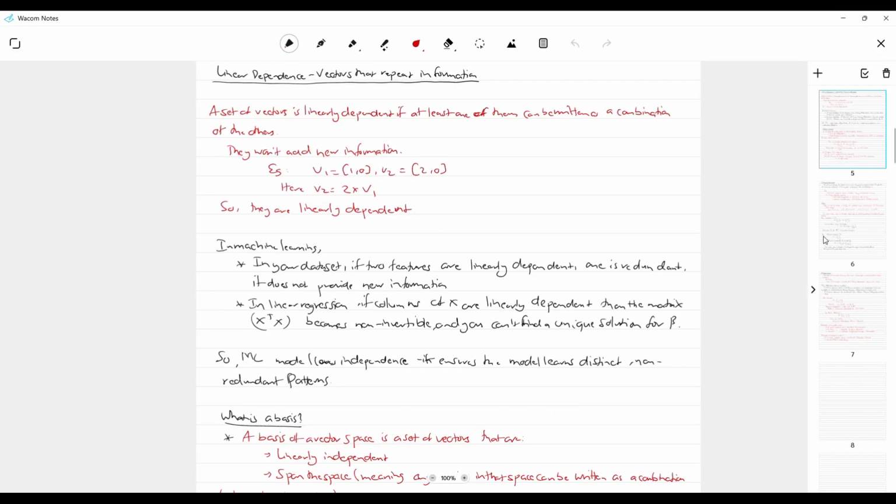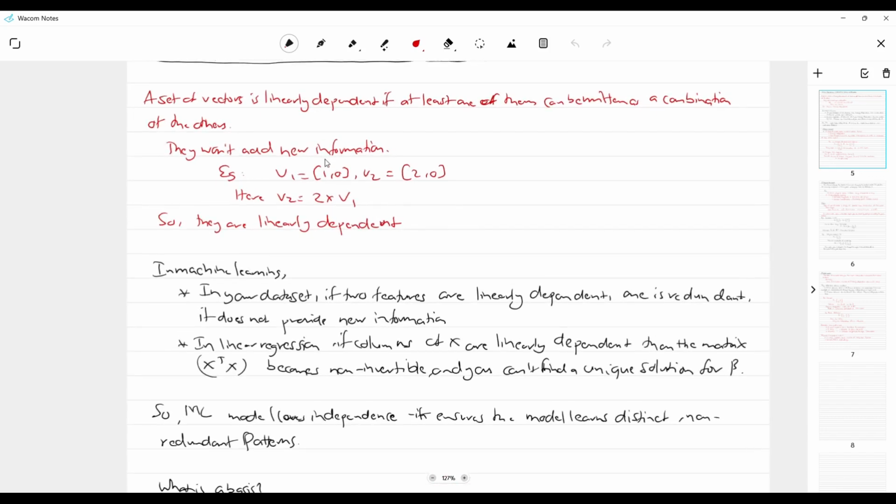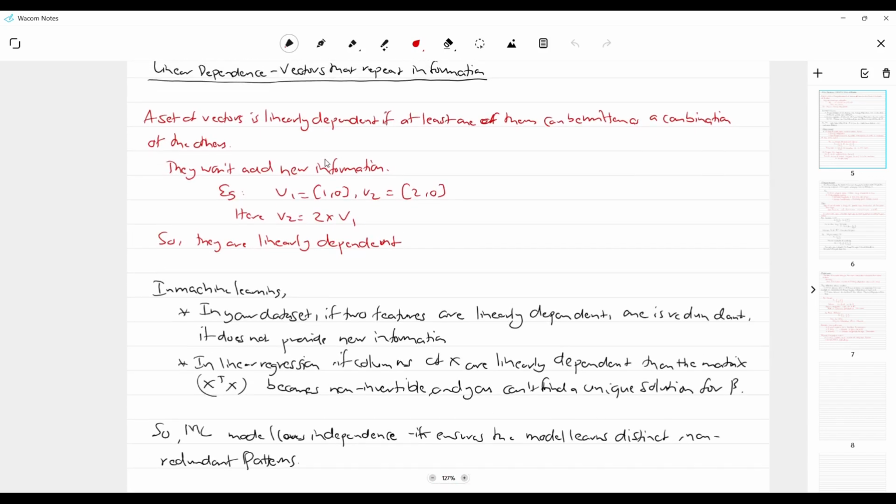Now we'll move on to linear dependence. Vectors are linearly dependent if at least one vector can be made by combining the others. Example, we'll take v1 equals (1, 0) and v2 equals (2, 0). If we look at this here, vector 2 is just 2 times vector 1. It doesn't add any new direction, so they're dependent.